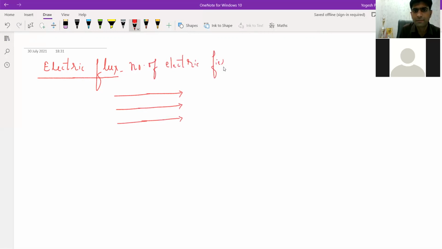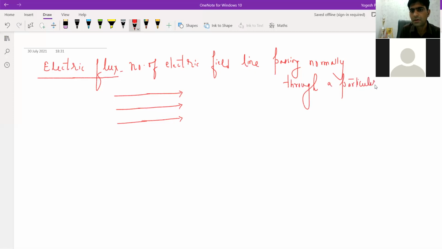The number of electric field lines passing normally, that means at 90 degrees, through a particular area is called electric flux. ये तो definition हो गई. Now how to understand it?